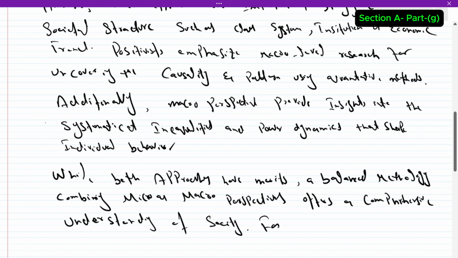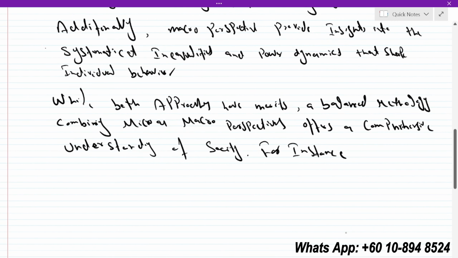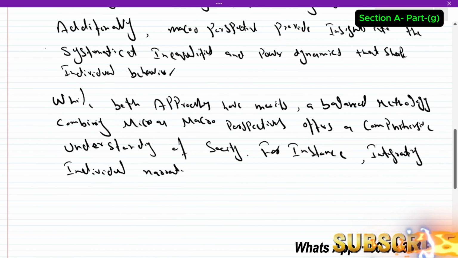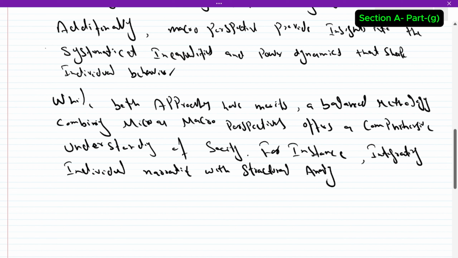For example, integrating individual narratives with structural analysis ensures a holistic sociological perspective.